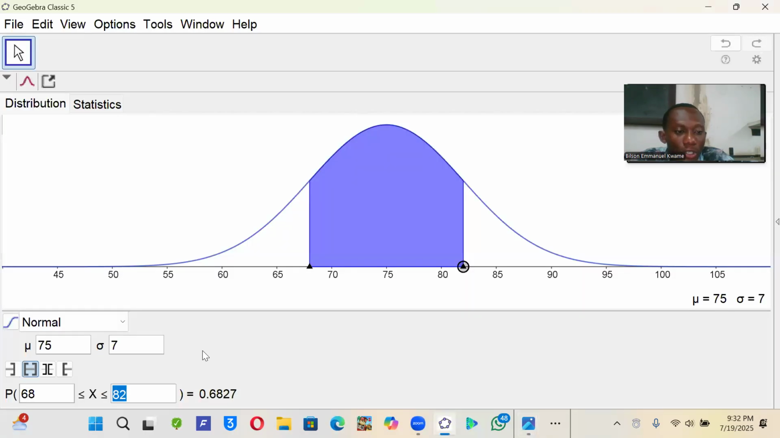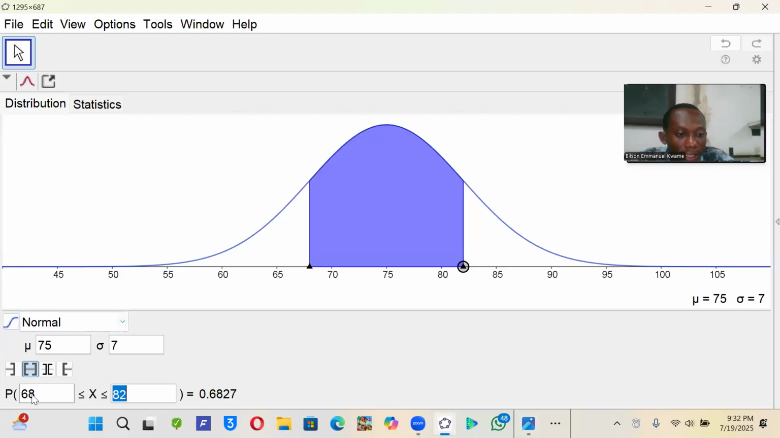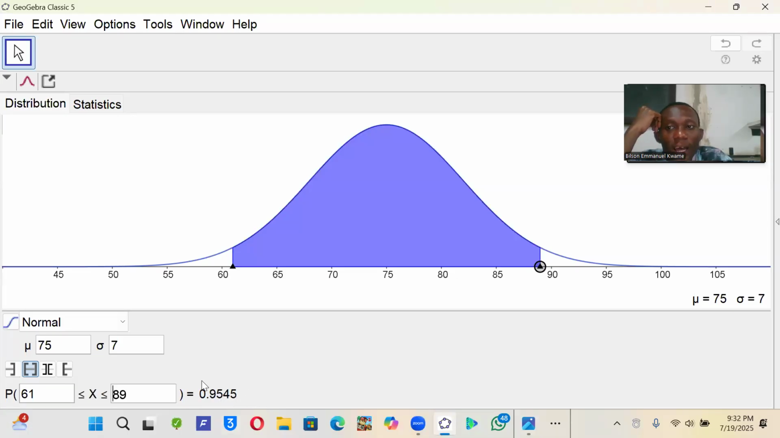So this is what I mean. We come to our GeoGebra app, then what they are demanding from us is 61 and 89, right? So we key in here 61 and 89. When we key in here, we are going to get 95.45. That is when we multiply here by 100. We're going to get what?